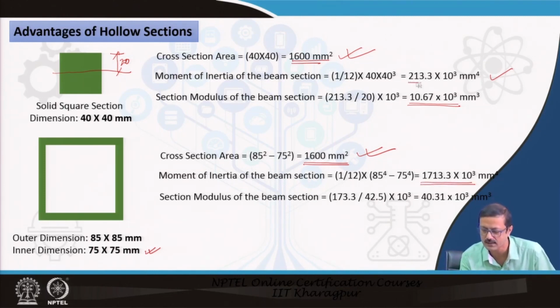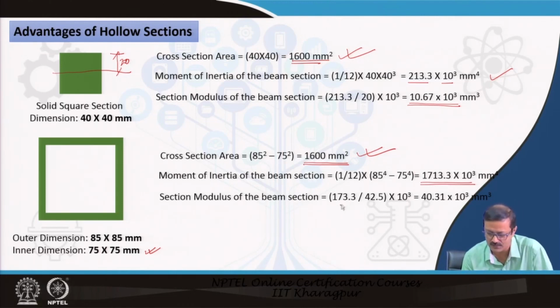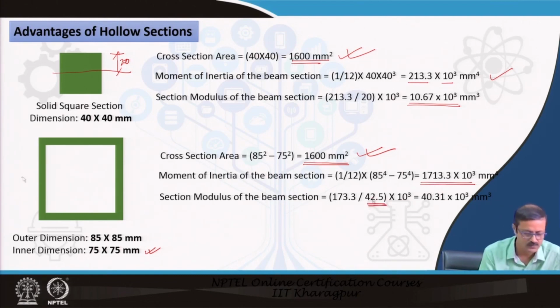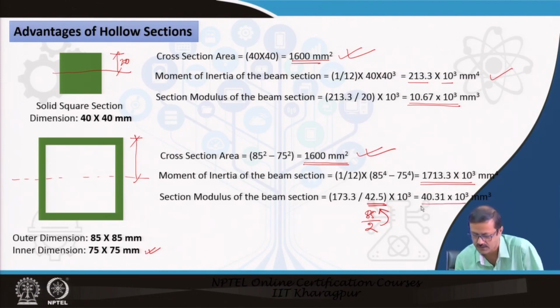It was 213 into 10 to the power 3. Here it is 1713.3 into 10 to the power 3. Almost how much? 8 times, 7 point something times has been increased. The sectional modulus of the beam is this 1713 by 42.5. Why 42.5? Because the CG is here, and from here to here it is half of 85, which is 42.5. So this is your Z value.